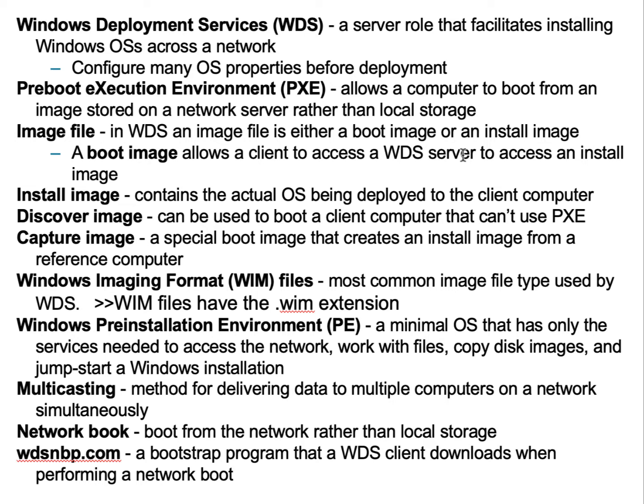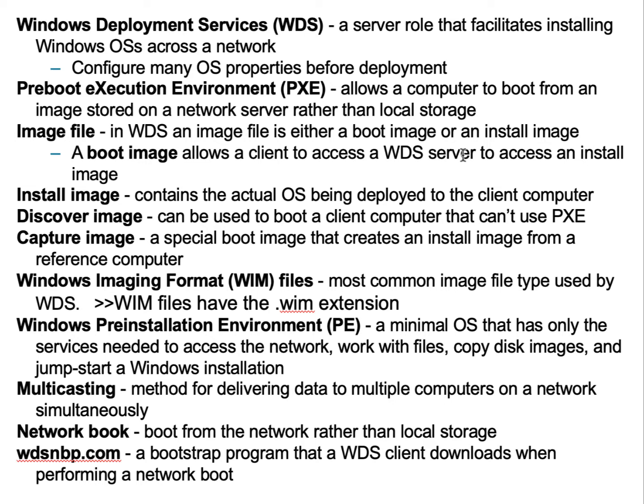In addition, you can configure many OS properties such as computer name and IP address before you even deploy, and it is basically saving time for you. WDS in Windows Server 2016 can deploy the following OSs. You can deploy Windows XP, Server 2003, Vista Service Pack 1, Server 2008 R2, Windows 7, Windows Server 2012 R2, Windows 8 or 8.1, Windows 10, and finally Windows Server 2016.